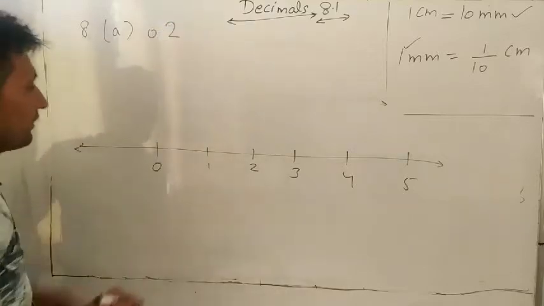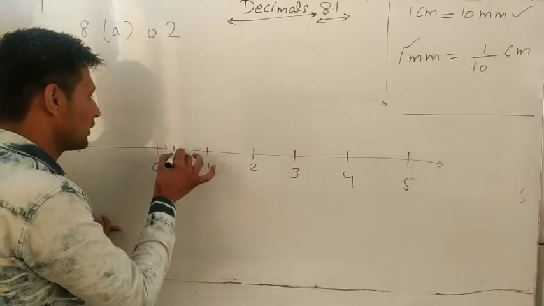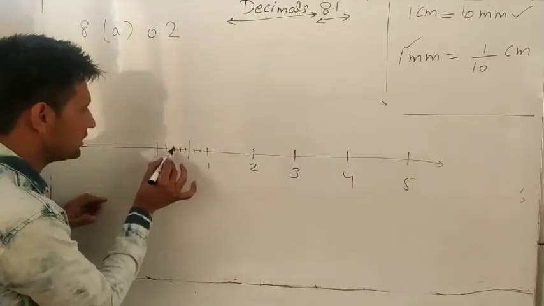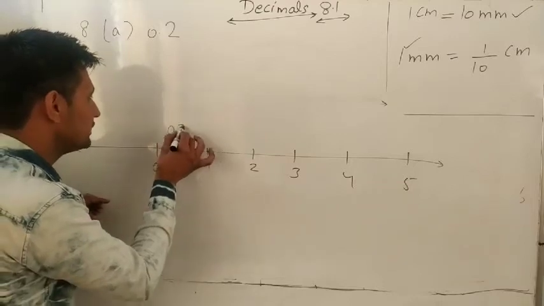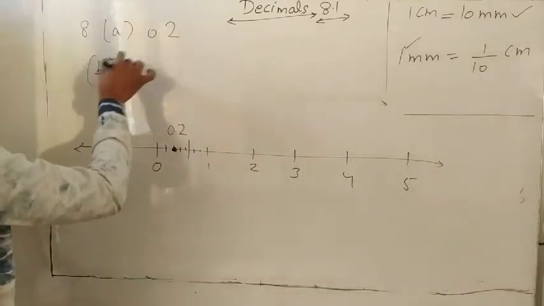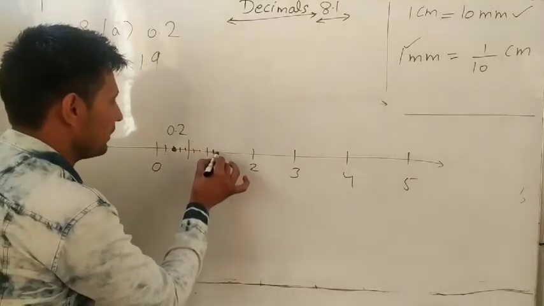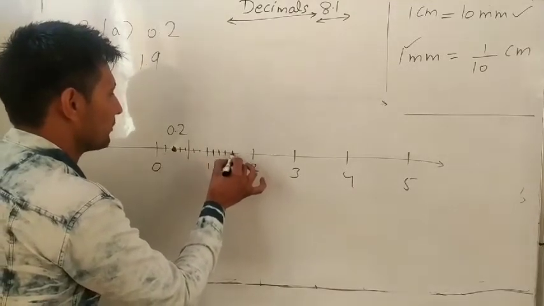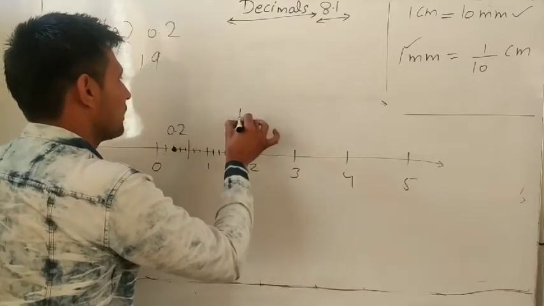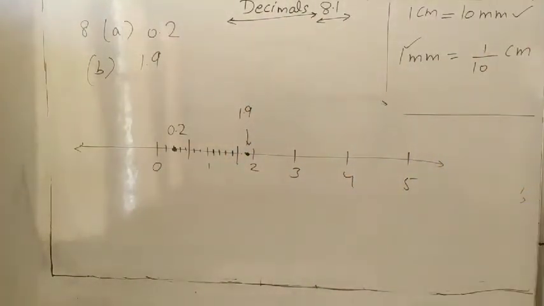So everyone knows between 0 to 1, how many equal parts? 10 equal parts. So 1, 2, 3, 4, 5, 6. Where is 0.2? It is 0.1. It is 0.2. B part, 1.9. So 1.9 is between 1 and 2. So 1.1, 1.2, 1.3, 1.4, 1.6, 1.7, 1.8 and it is 1.9. So like this one you can draw. It is very simple. Okay, everyone knows how to draw.